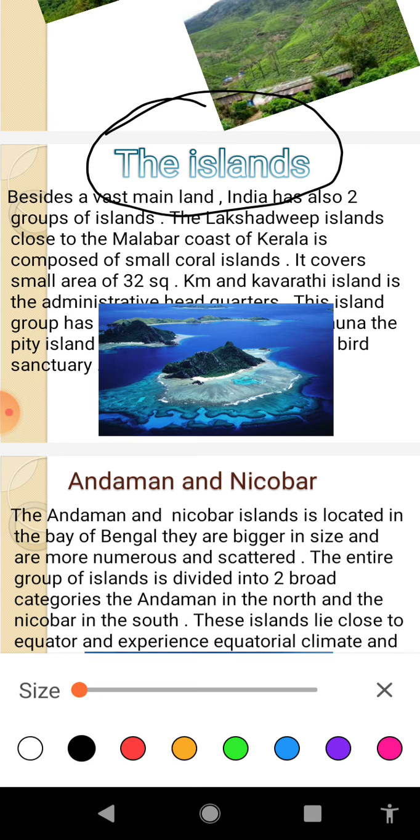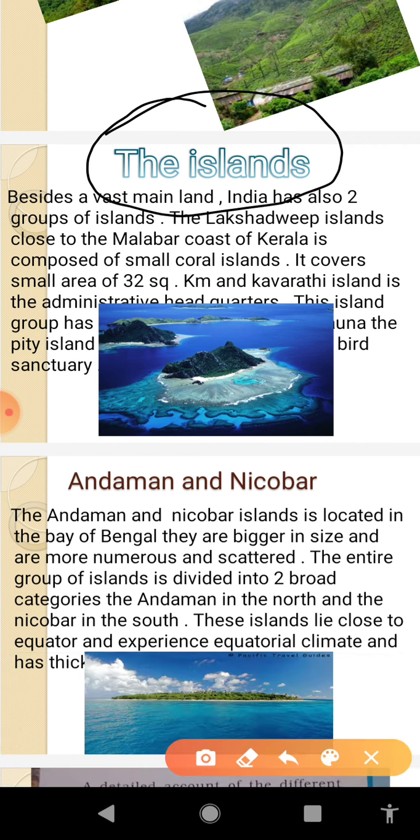So they are 36 in number, and these islands were earlier known as Laccadive, Minicoy, and Amindivi. But in 1973, these islands were named Lakshadweep Islands, and it covers a small area of 32 square kilometers only, and Kavaratti is the administrative headquarters of Lakshadweep.